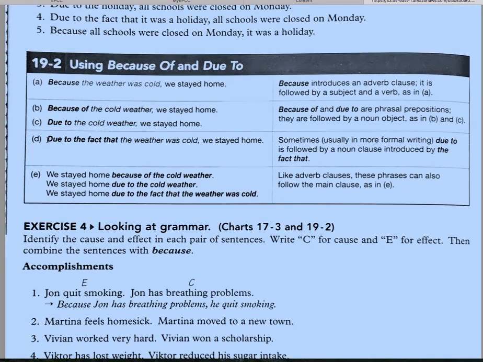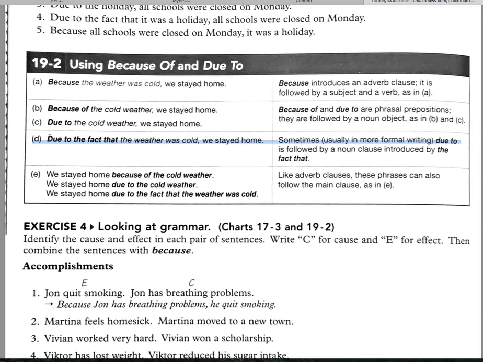Letter D. Due to the fact that the weather was cold, we stayed home. Sometimes, usually in more formal writing, due to is followed by a noun clause introduced by the fact that. So this is strictly formal writing. Now, if you're writing in your essay, for reading and writing, okay, this would be more of a formal sequence, which I encourage, okay? Your writing instructor will be impressed.